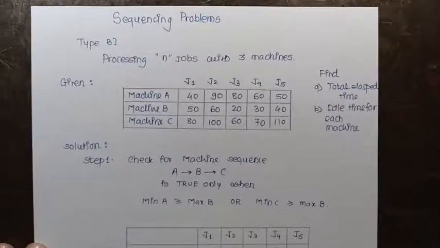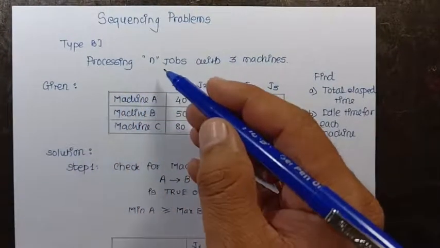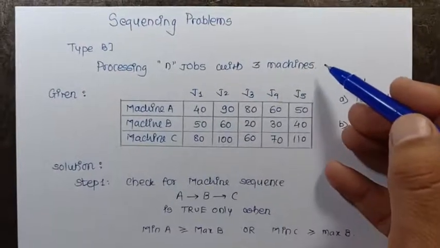Hello and welcome viewers. Today we are going to talk about the sequencing problem. We are going to see a type where processing of n number of jobs with 3 machines.